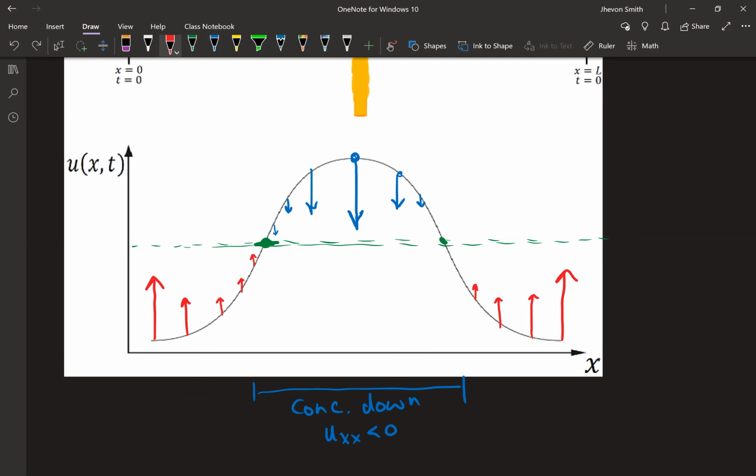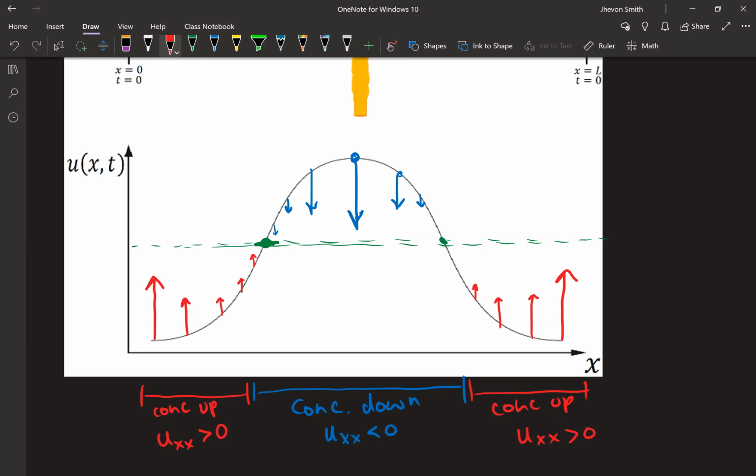If I look towards the tails though, over here we're concave up. Another way of saying that is my uxx would be positive here. If I look over here, again, we're concave up, which means that uxx, the second derivative with respect to x, is positive.